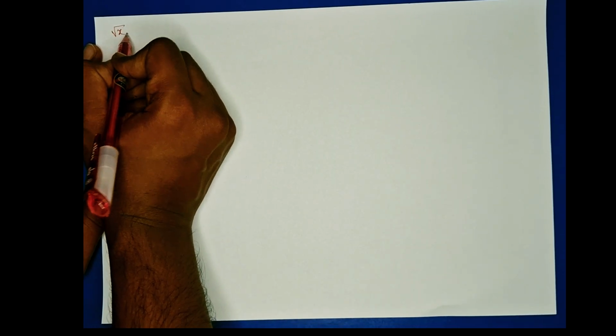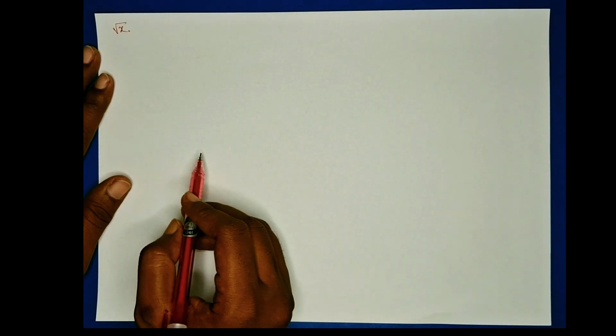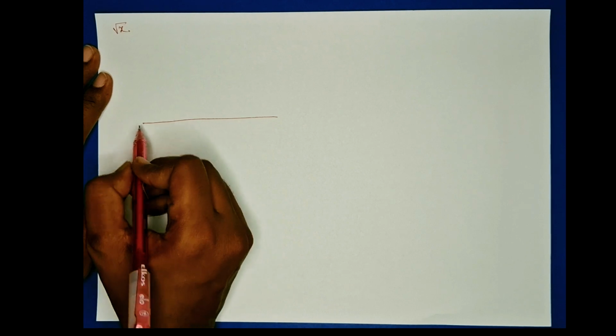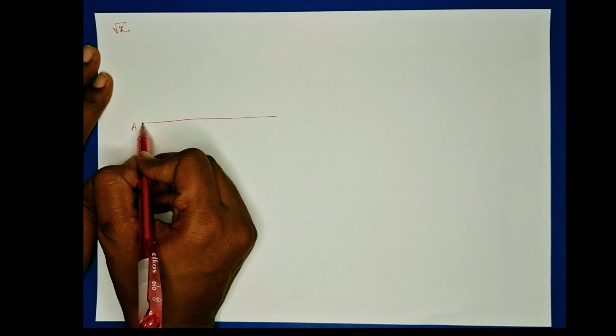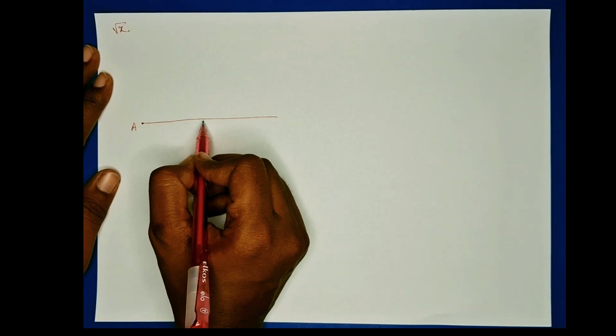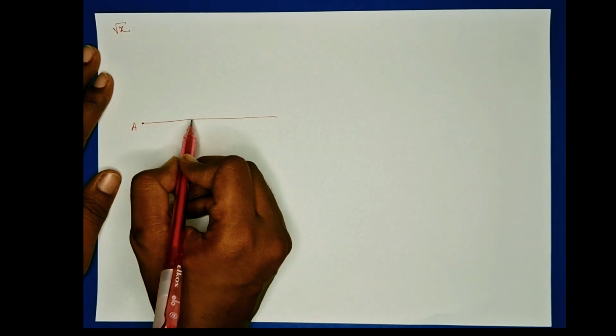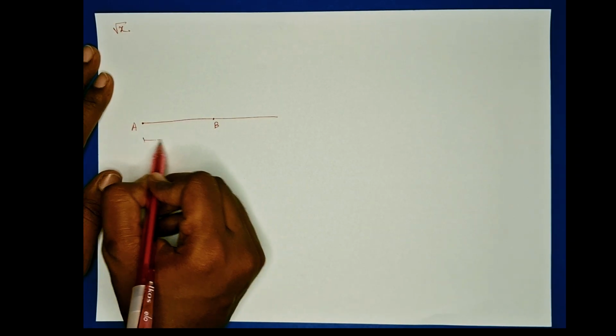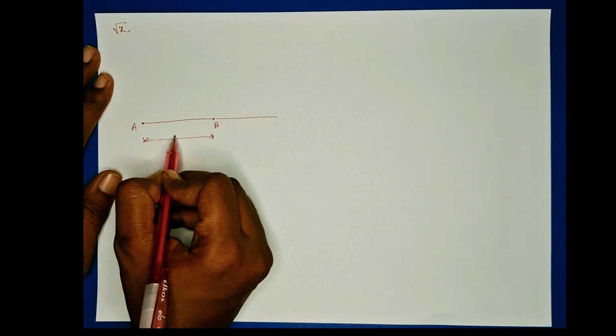I need to draw square root of x. So how to draw it? Let us generalize the things. Let us draw a line first, taking the first point as A and taking the length x on this line. Suppose this AB is equal to x.